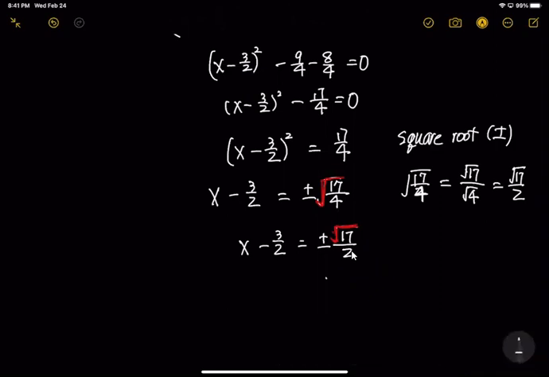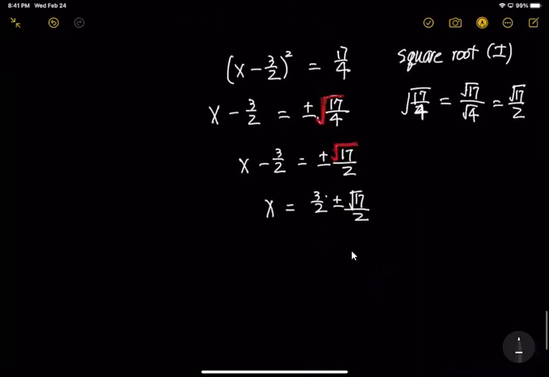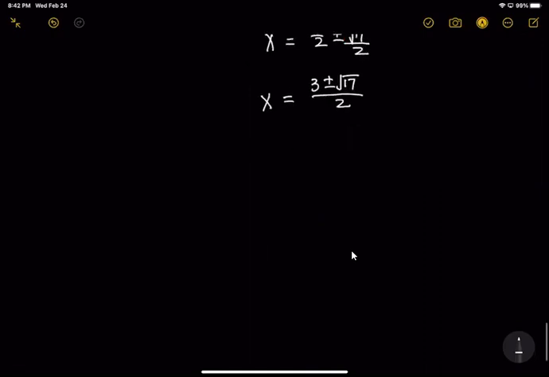Okay, and then I add 3/2 on both sides. So I have x equals 3/2 positive and negative square root of 17 over 2. You can merge it together. So x is equal to 3 positive and negative square root of 17, over 2. Okay, so now let's do another one.